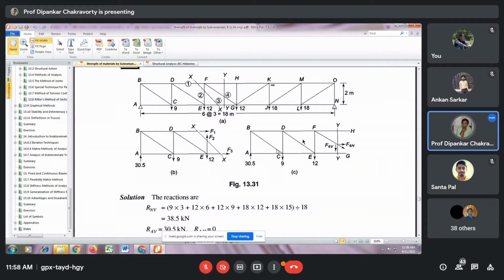Initially, in the method of sections, if you want to solve all the members, you can use the method of sections. If you are asked to find the force in any particular member, you can use the method of sections. But for the joints which are adjacent to the support, which are connected to the support, you have to apply the method of joints. If you want the bar force in member AB and AC, tell me what you have to do.